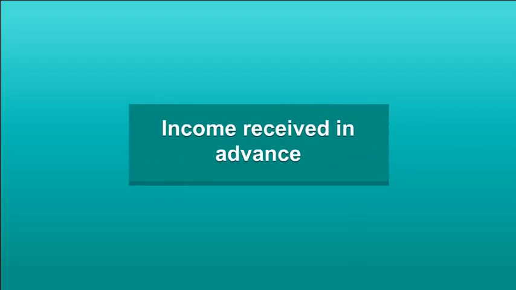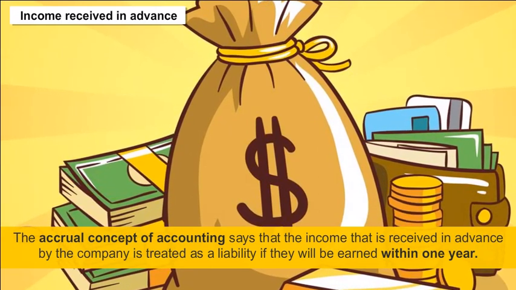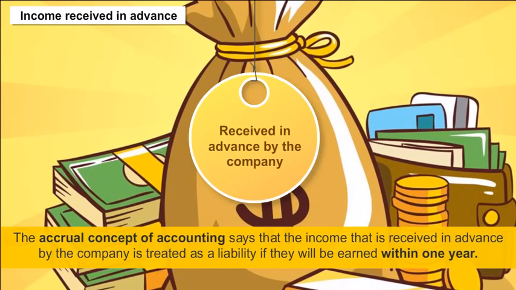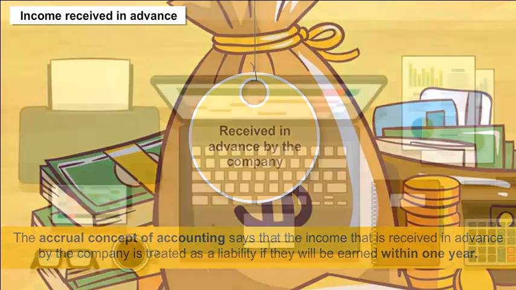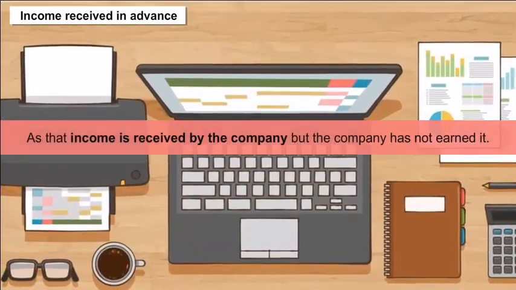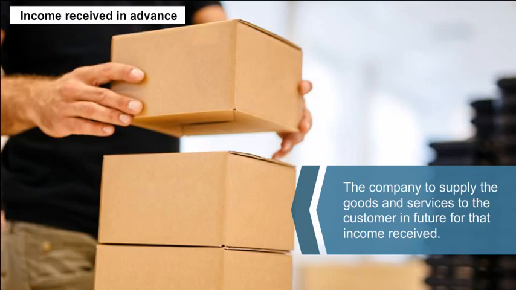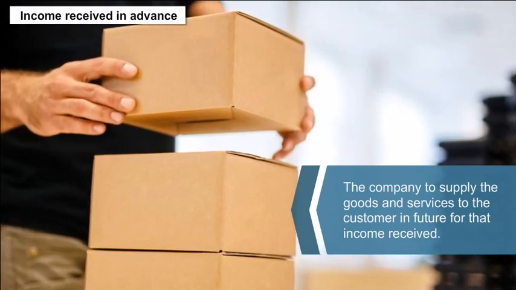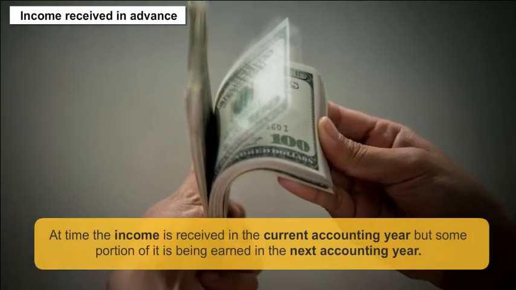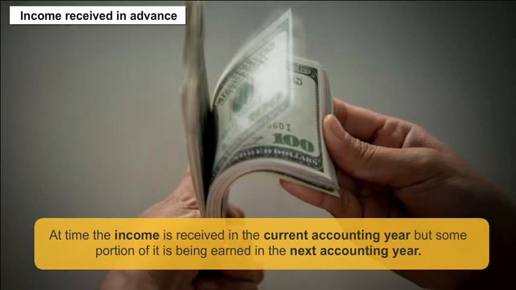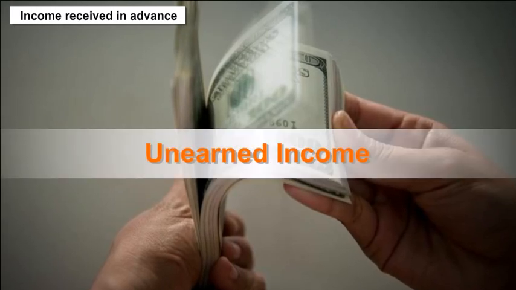Income received in advance. The accrual concept of accounting says that the income that is received in advance by the company is treated as a liability if it will be earned within 1 year. As that income is received by the company, but the company has not earned it. The company has to supply the goods and services to the customer in future for that income received. Always, the income is received in the current accounting year, but some portion of it is being earned in the next accounting year. This is also called unearned income.